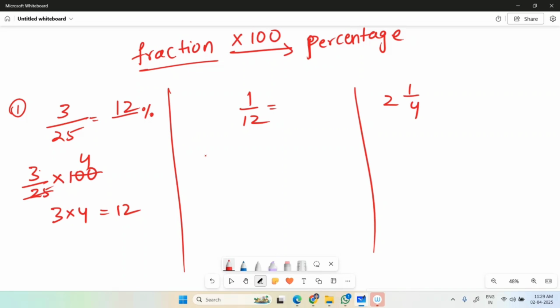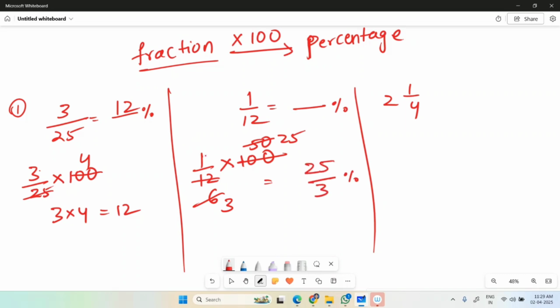Okay. The same way, convert 1 out of 12 into percentages. 1 out of 12 times 100. Now let's simplify this. 2 times 6, 2 times 50. Again 2 times 3, 2 times 25. Now here we can write it as 25 out of 3 percent. Now 25 by 3 can be written as 3 times 8 is 24, so 8 and 1 out of 3 percent. That means 8.33 percent. 1 out of 12 is nothing but 8.3333, like that the list goes on.